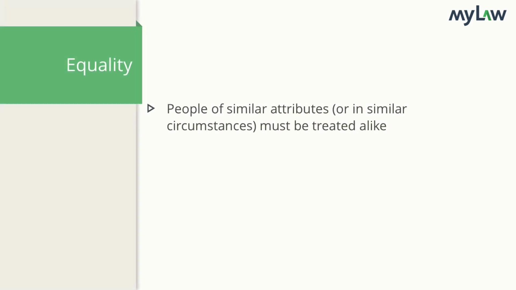This stands to reason. People, though fundamentally equal, are not similar in all respects. We know this from our daily lives. For instance, people have different physical or mental attributes. What Article 14 was understood to guarantee in the 1950s was a form of formal equality. That is, people of similar attributes or in similar circumstances must be treated alike.